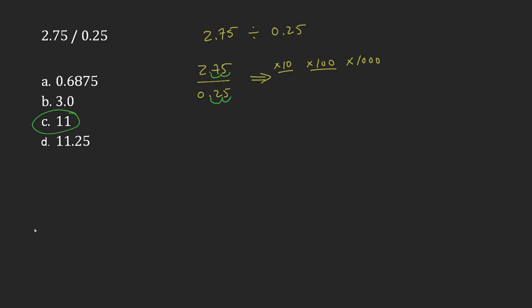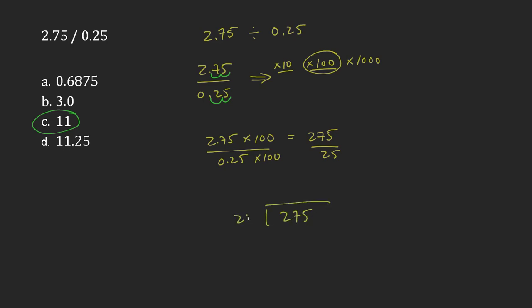Let's try that out. So 2.75 times 100 is going to be 275, and then 0.25 times 100. It has to be the same as what I'm multiplying on the top. Whenever you're changing a fraction, you have to change the bottom and the top by the same amount. So this is going to be 25.